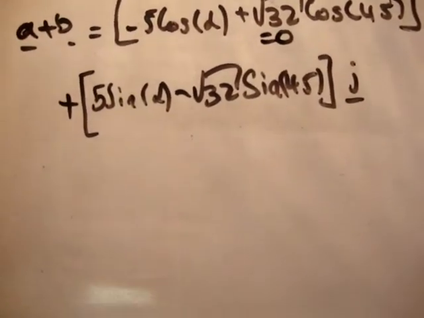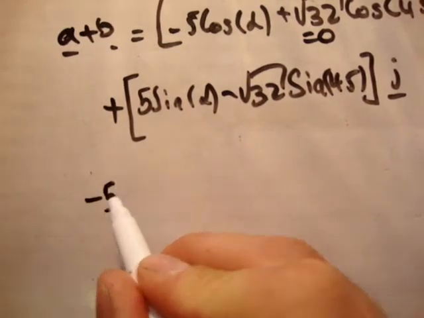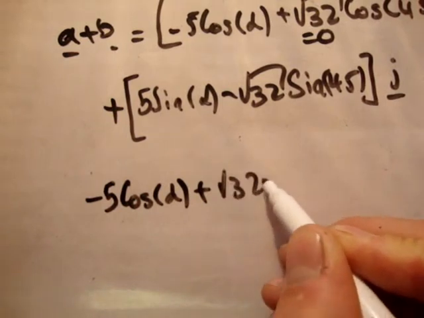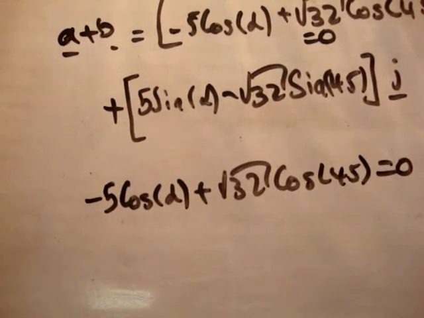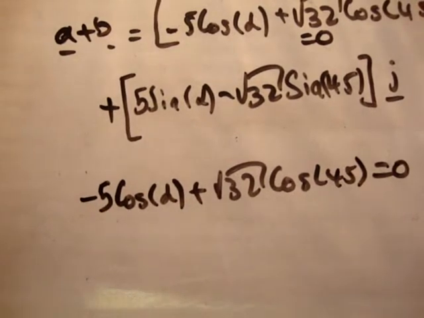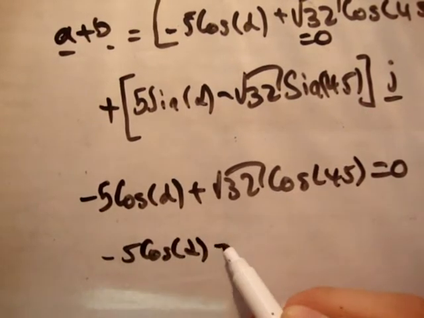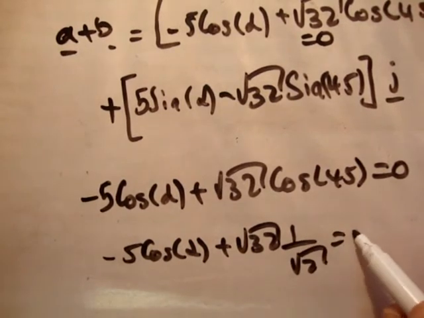So I'm just going to move down here. I'm sure you have this on your copy, so it doesn't really matter for you. That means that minus 5 cos alpha plus root 32 times the cos 45 is equal to 0. If you look up page 13 of your new log tables, you find that the cos of 45 degrees is equal to 1 over root 2. So what you have is minus 5 cos alpha plus root 32 times 1 over root 2 is equal to 0.